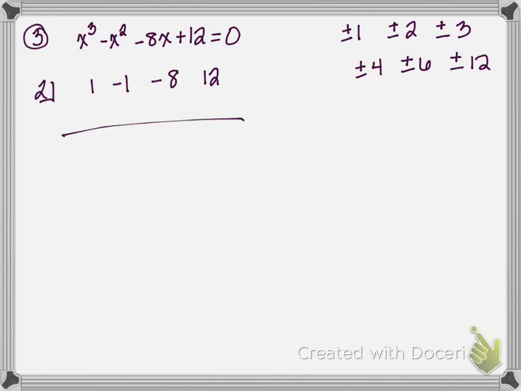Okay. Awesome. So I'm going to bring 1 down. 2 times 1 is 2. -1 plus 2 is 1. 2 times 1 is 2. -8 plus 2 is -6. 2 times -6 is -12. Did it work? Yeah. So now I have 1x squared plus x minus 6.